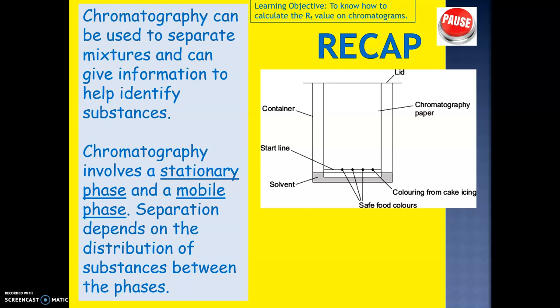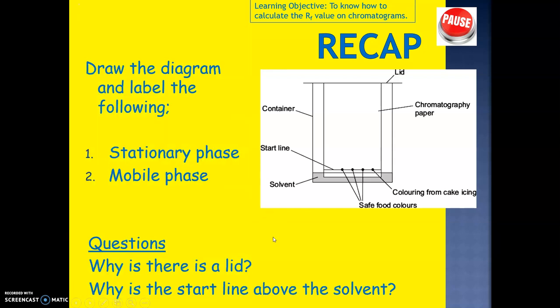So I mentioned earlier the stationary phase and mobile phase. On the diagram, the stationary phase is often the paper, the chromatography paper, and then the mobile phase is the water, or the solvent, which is obviously the part that moves and then carries the ink within it. And then separation depends on distribution of substances between the phases, between these 2 different phases. So hopefully you've already got that diagram drawn in. If not, can you please draw in the diagram there and then label the stationary phase and the mobile phase, and then have a go at the questions below.